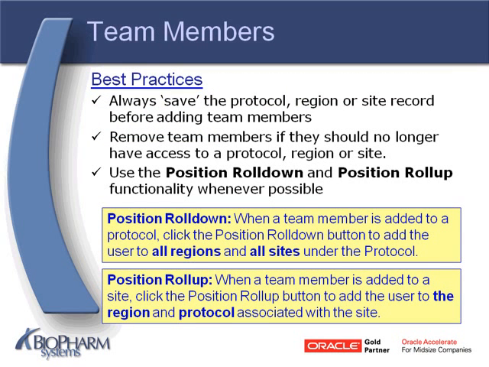As a time saver shortcut, consider utilizing the position roll down and position roll up options whenever possible. Just remember that if, for instance, you use the position roll down option at the protocol level, the team members are only going to roll down to existing regions and sites at that point in time. They will need to be added to any new regions or sites that are created after that point in time.